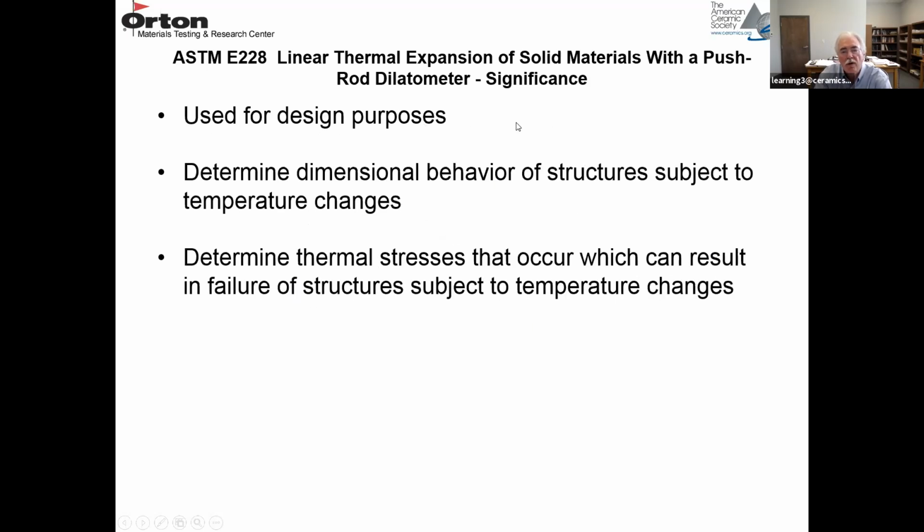The significance of the thermal expansion measurement, we mentioned you can use for design purposes. You need to determine dimensional changes of structures that are subject to temperature changes to allow for thermal expansion mismatches. And you can determine thermal stresses that can occur as a result of temperature changes.